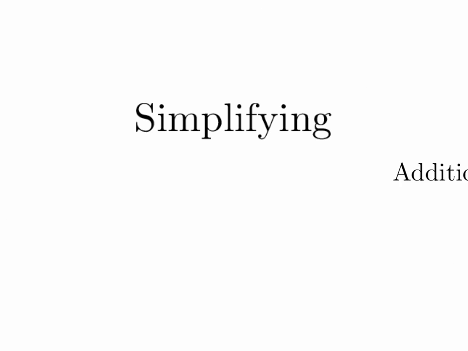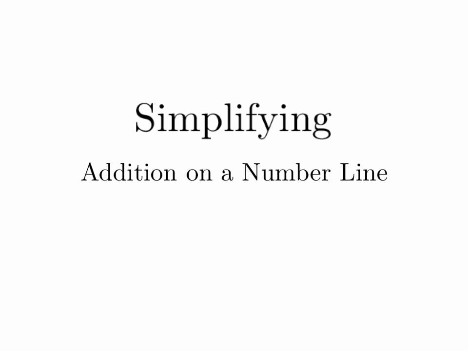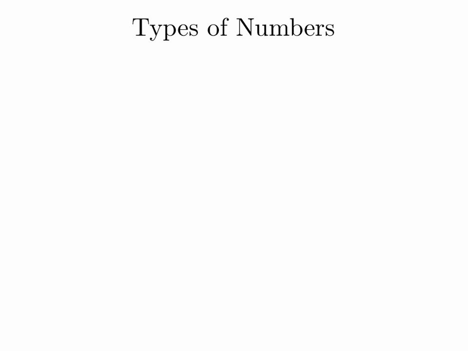Hello everyone, today we're going to learn how to simplify using addition on a number line. So here, let's start off with a couple of numbers. You're probably familiar with most of these numbers. So we have 1, 2, 3/4, pi, which is 3.14159, and finally we have -4. Now if you notice, the first four numbers are positive, the last number is negative. So how do you think of a negative number?